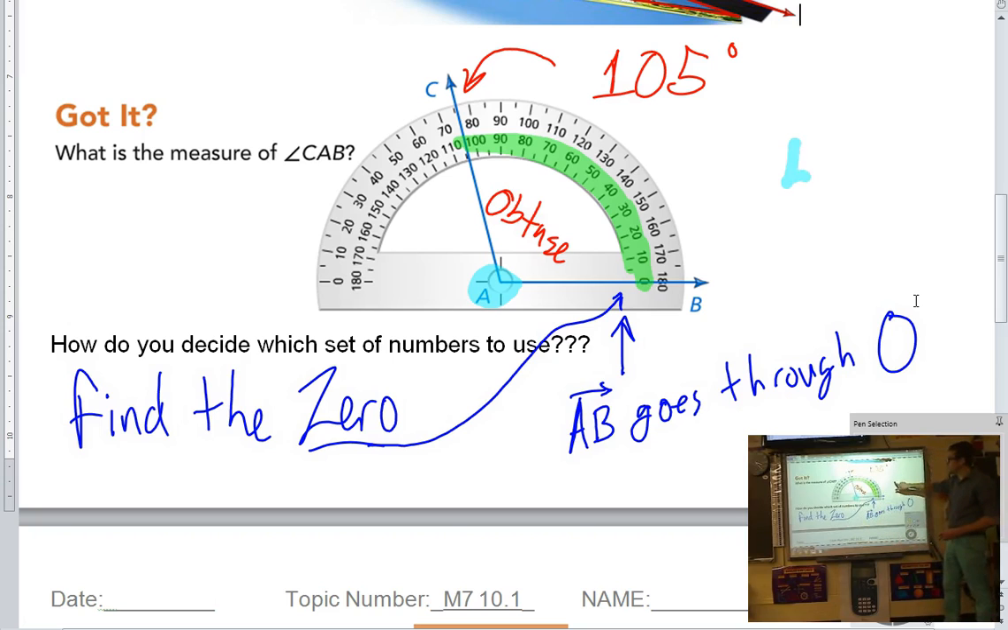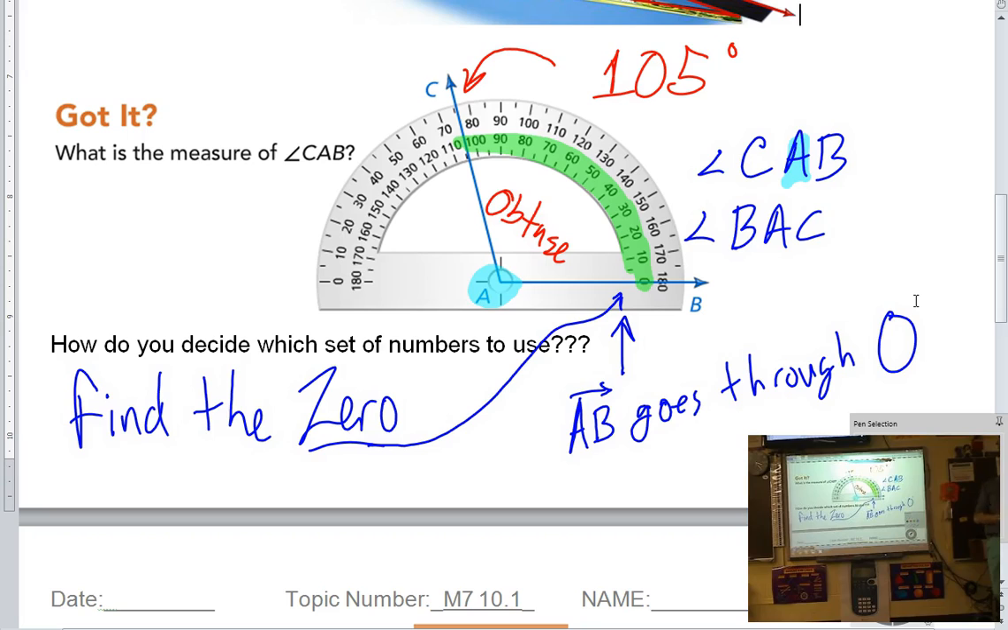So I'm going to name this angle CAB. Since A is in the middle, it's got to be in the middle. Or I can name this angle BAC. Is A still in the middle? That's all that matters. So my angle really has 2 names that I can choose whichever one I want.